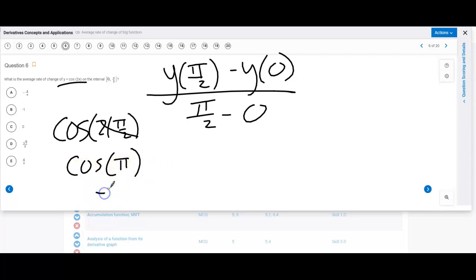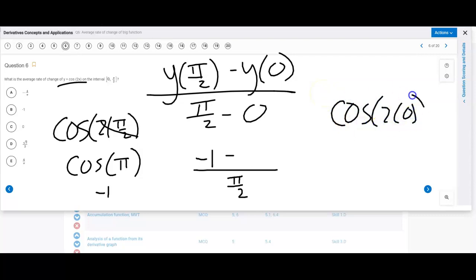Cosine of pi is -1. All right, so this piece right up here on the top is -1. Pi over 2 minus 0, I'm just going to change that to pi over 2. And then we have y of 0. So that means I'm going to plug 0 in. 2 times 0 is 0, and cosine of 0 is 1. So I end up getting -1 minus 1 over pi over 2, which is -2 over pi over 2.